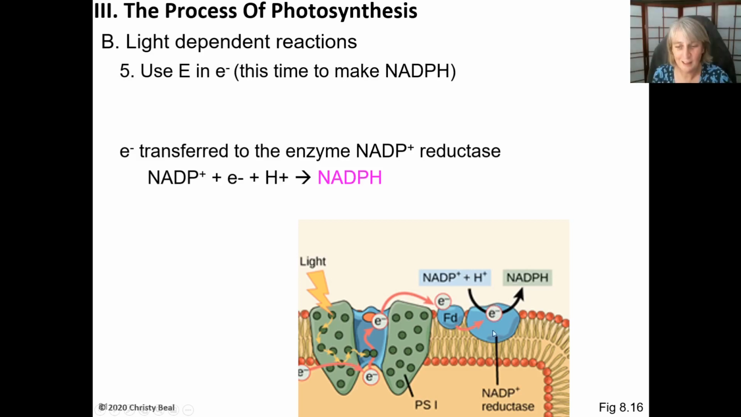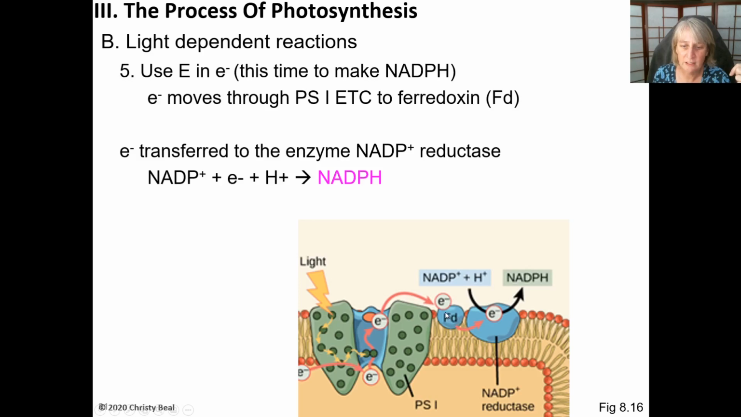NADP positive reductase takes the excited electron, NADP positive, and a proton, and it puts them together to make NADPH. These electrons are ultimately flowing from water. These hydrogens are the ones that had been previously torn off of other waters. The electrons and the hydrogens in NADPH originally came from water at the beginning of this story.